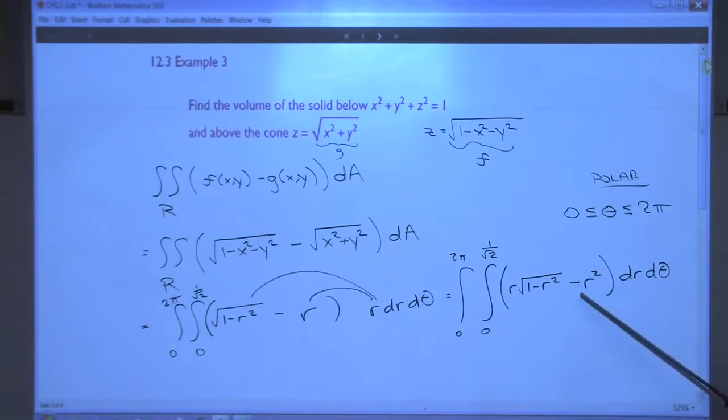And we should be able to integrate this pretty easily. This one right here, basic u sub. Let 1 minus r squared be u. The derivative of it's out there, kind of. This one, 1/3 r cubed. You're in business.